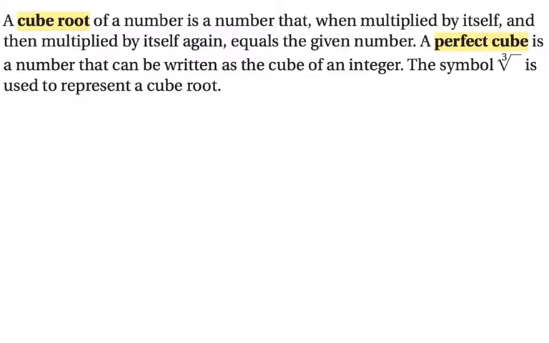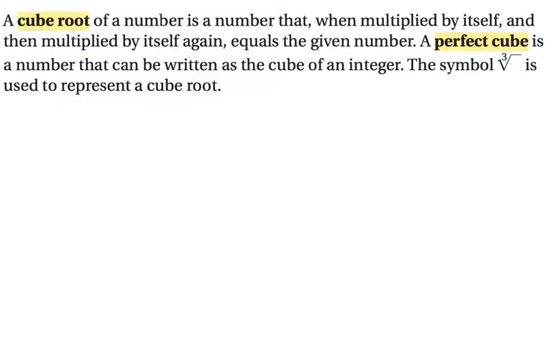So we'll start off defining what a cube root is. A cube root of a number is a different number that, when multiplied by itself and multiplied by itself again, equals the given number. We also refer to something called a perfect cube, which is a number that can be written as the cube of an integer. We use this symbol here. It looks similar to the square root symbol, although it does have this extra digit of 3 up here to represent a cube root. Let's break this down briefly before we continue.